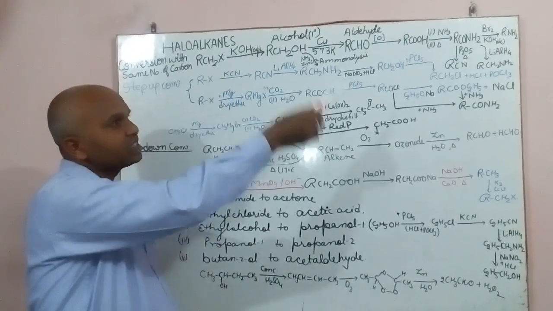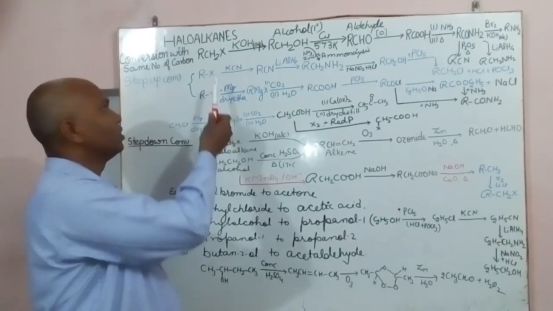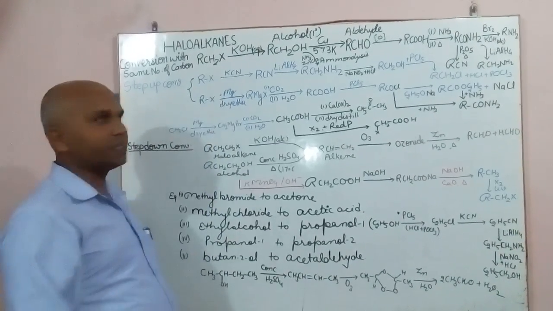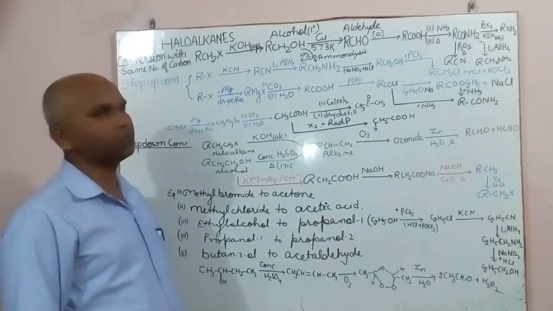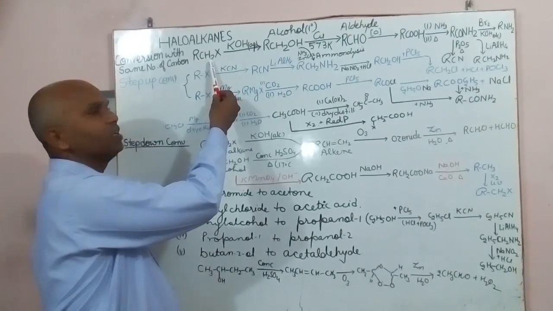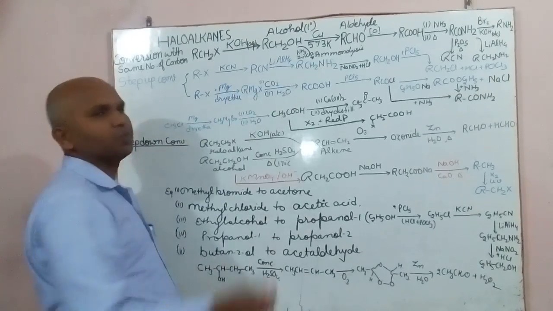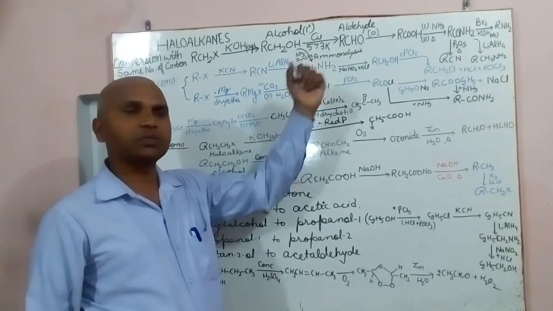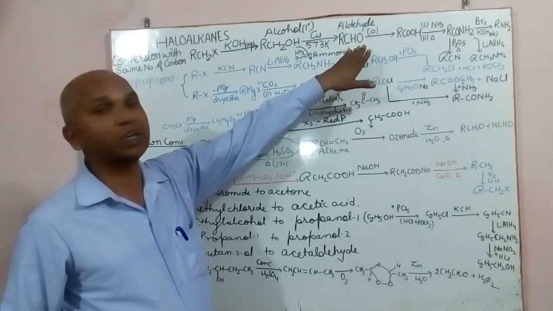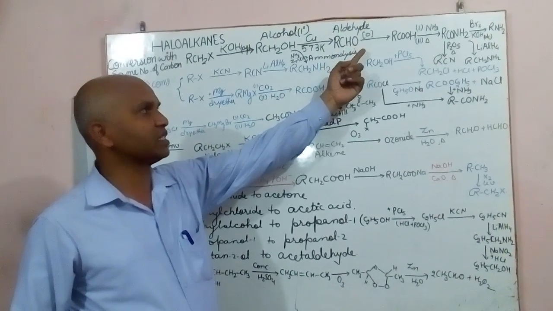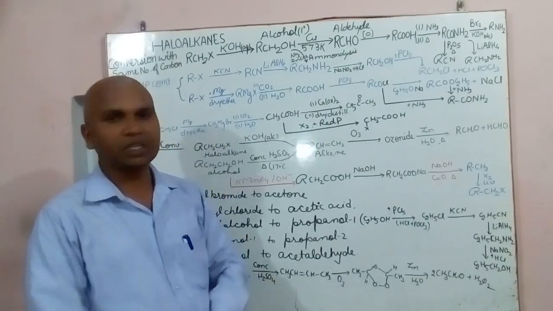And we proceed in the cyclic process. Like here, this haloalkane on reaction with aqueous potassium hydroxide converts into alcohol. Since it is the primary haloalkane, that's why we are getting the primary alcohol. This primary alcohol on heating with copper at 573 Kelvin temperature converts into aldehyde. This aldehyde you can oxidize by using any of the oxidizing agents into the carboxylic acid.